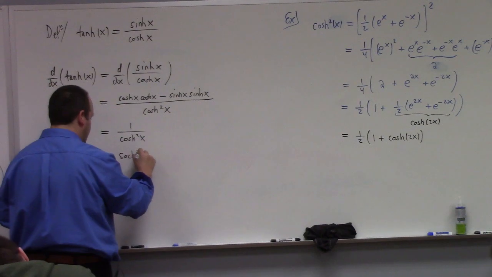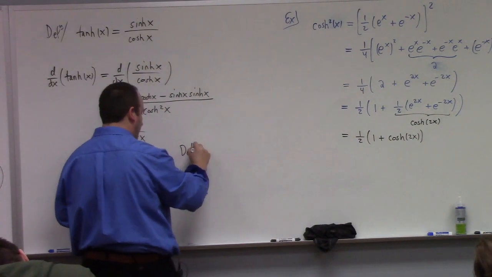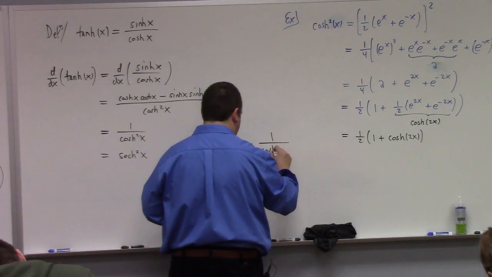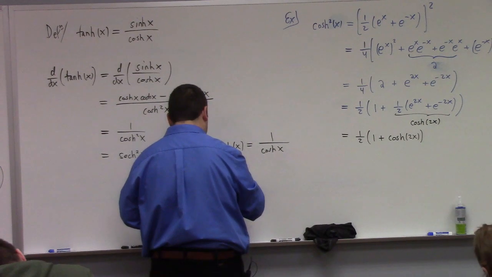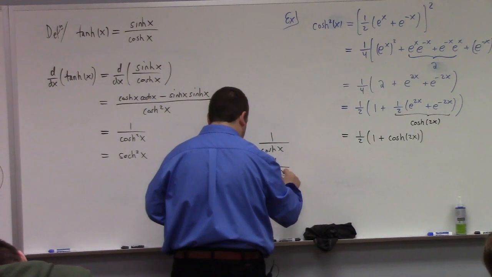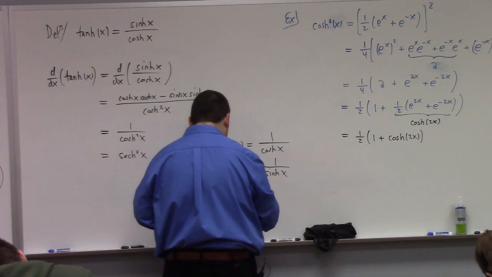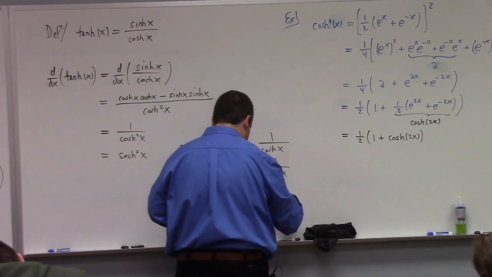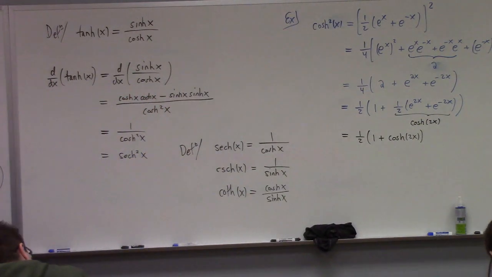hyperbolic secant squared. Because, by definition, hyperbolic secant of x is 1 over Cosh. And while we're at it, the hyperbolic cosecant of x is 1 over sinh. And the hyperbolic cotangent of x is Cosh x over sinh x. So you get your sech, your csch, and your coth. I have really no good abbreviations for these things. I just call them hyperbolic secant, hyperbolic cosecant, hyperbolic tangent, cotangent.